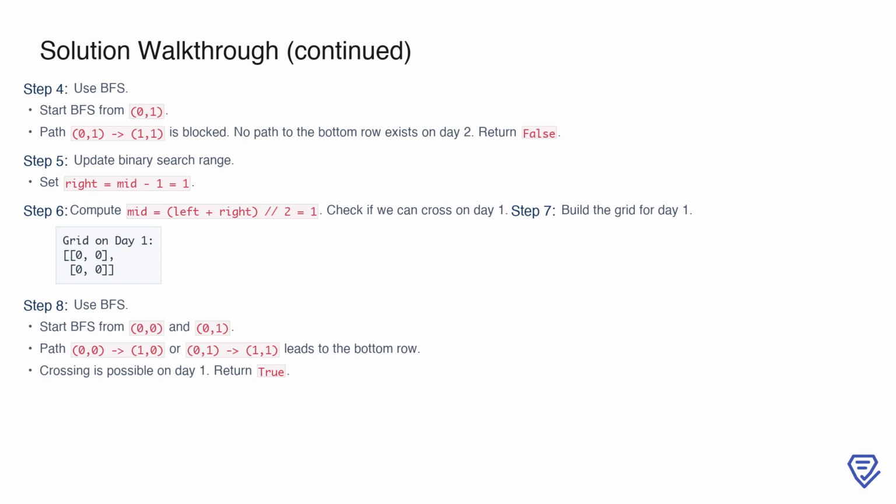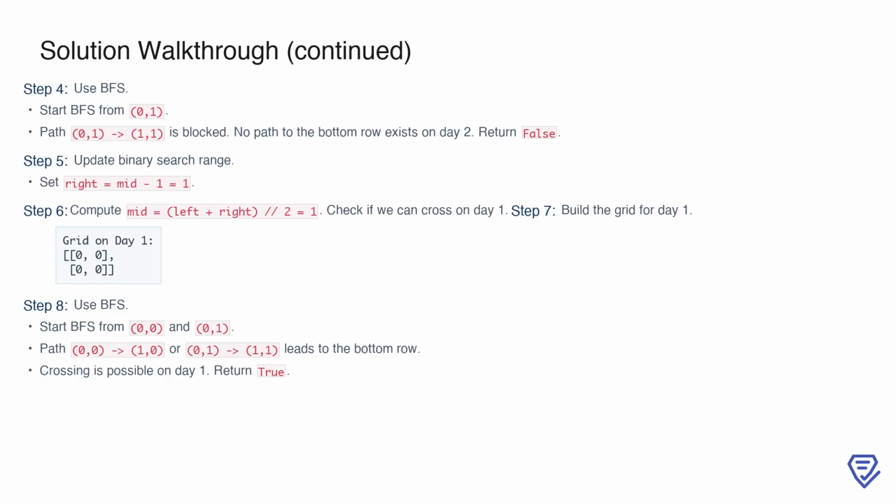On day 2, the grid contains 2 blocked cells, 1 in each row. Using BFS, we start from the open cell 0, 1 in the top row. However, the path from 0, 1 to 1, 1 is blocked, making it impossible to reach the bottom row. We return false and adjust the binary search range by setting right to mid - 1, which makes it 1.